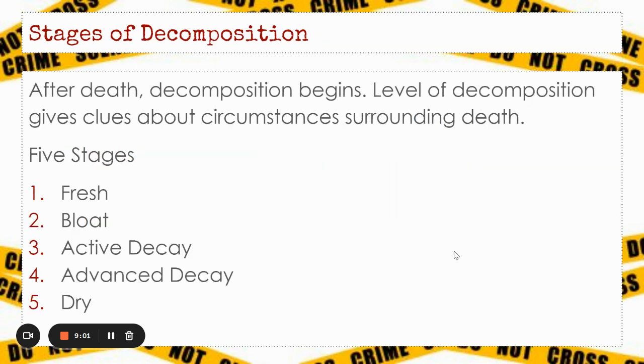After death, the decomposition process is going to begin. The level of decomposition gives clues about the circumstances surrounding their death. There's 5 different stages of decomposition: fresh, bloat, active decay, advanced decay, and dry.